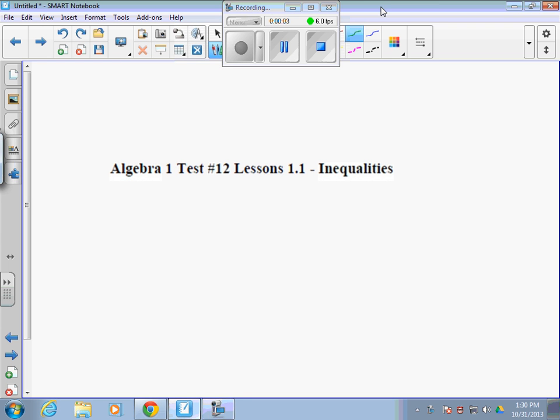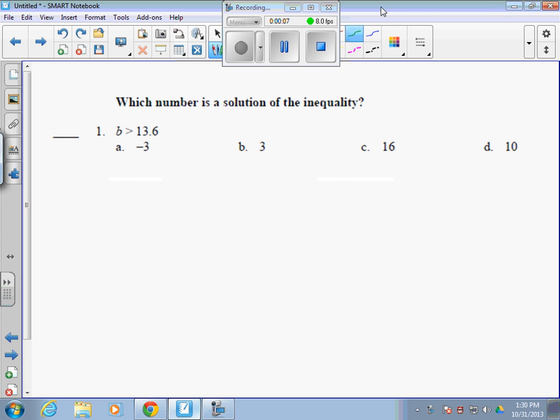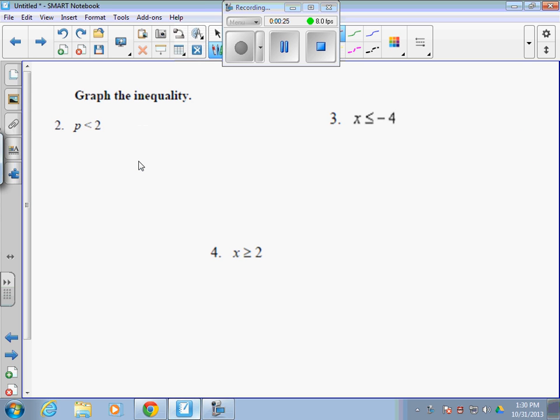This is Algebra 1, test number 12, covering inequalities. Number 1 says which number is a solution of the inequality. Basically, which one makes it a true statement? Is negative 3 in place of B larger or greater than negative 13.6? No, neither is 3, neither is 10. The only one that works for that one is C. So number 1, 16 is greater than 13.6.